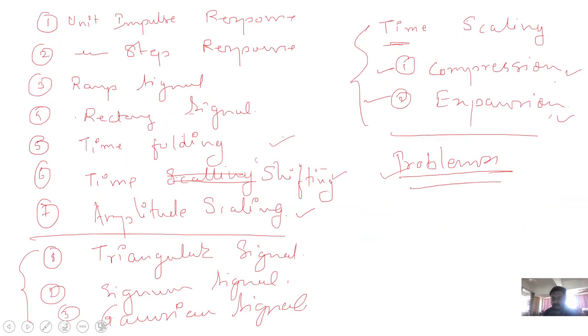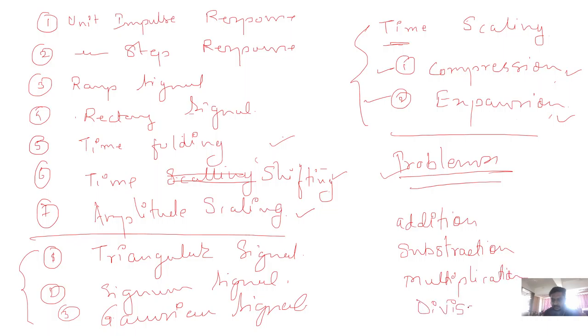Apart from this, understand there are a couple of more operations, that is addition, subtraction, multiplication, and obviously division. These four operations are there, but to perform these four operations you require multiple signals. These five operations you generally perform on a single signal, and if you have two or more signals, you perform these four operations. So these four operations are on multiple signals. If you have a single signal, you perform these five basic operations.